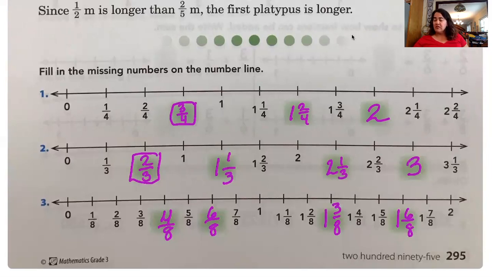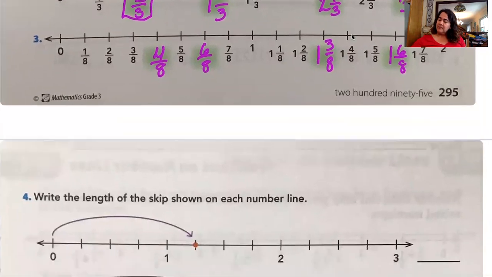Okay, friends, those are number lines, and I'm going to challenge you, if you have a ruler at home, get it out and take a look. We've talked about it in class, that all rulers have the little lines in between the whole numbers. Those are fractions. Alrighty, let's keep going.